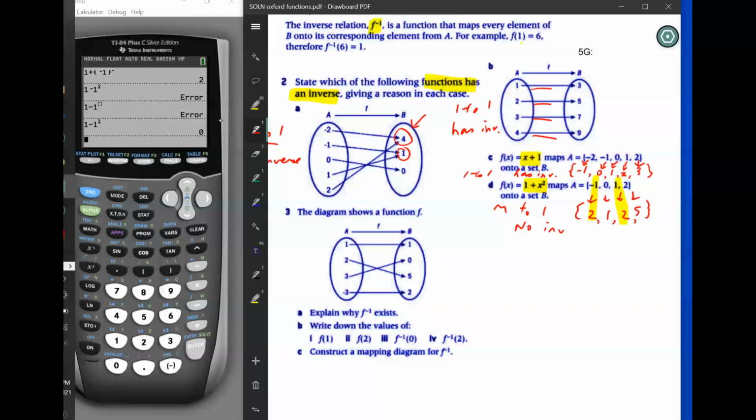Number 3, the diagram shows f. Let's see, it looks like it's 1 to 1, right? Yeah, it's 1 to 1. Now, what are they going to ask us? Explain why the inverse exists. Because it's 1 to 1. Okay, write down f of 1.